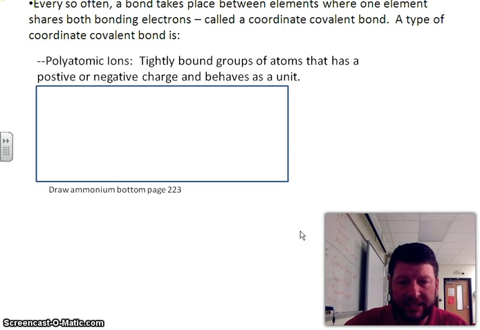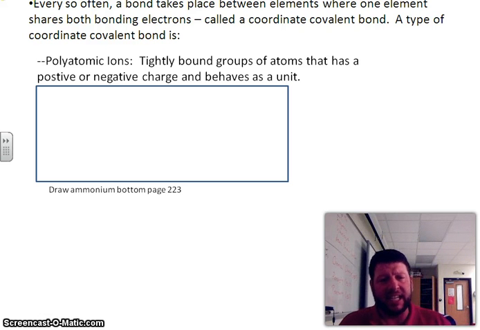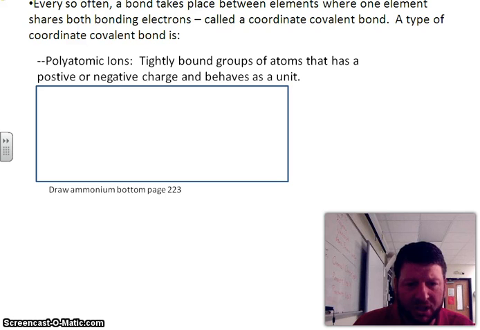So as you can see, the hydrogen has bonded to the nitrogen, and there are 4 hydrogens that bond to nitrogen, which only has 5 valence electrons. So what happens is we get this polyatomic ion. It is a positively or negatively charged ion, and it behaves as a unit. In this case, the overall charge is positive because there is one electron that is not around.